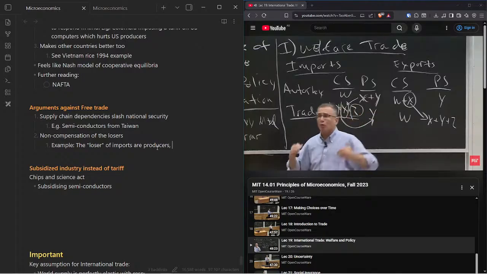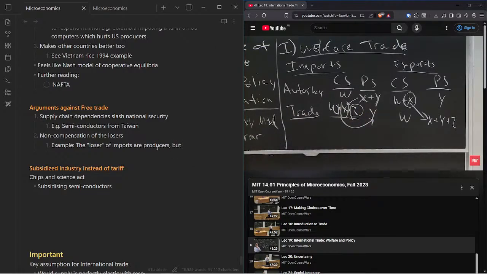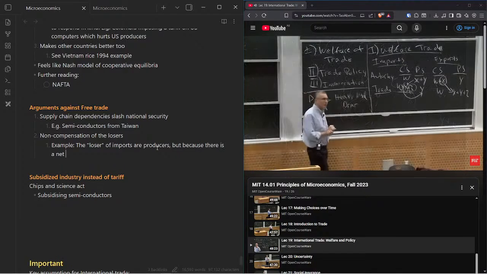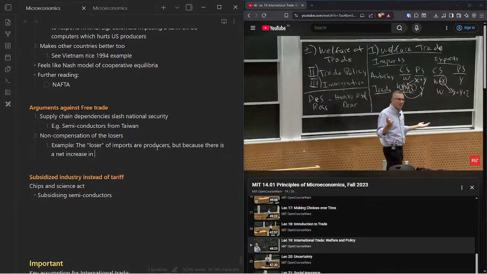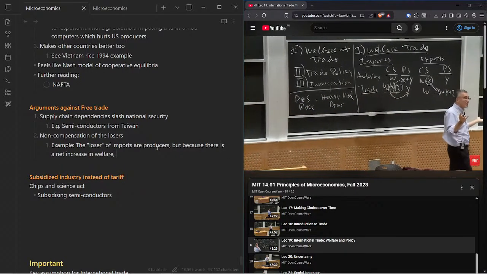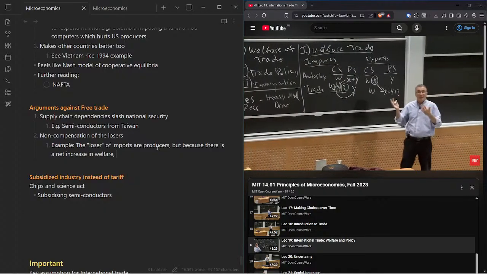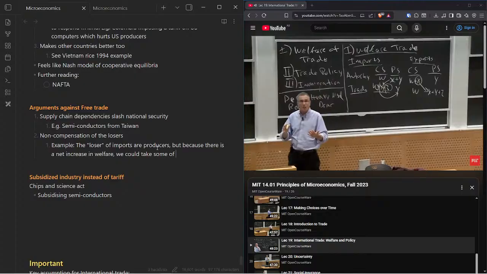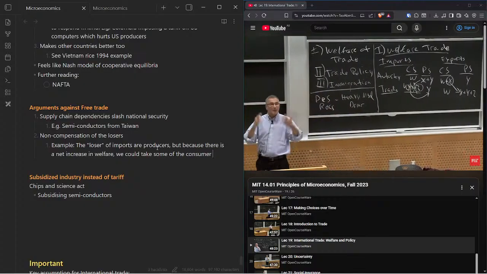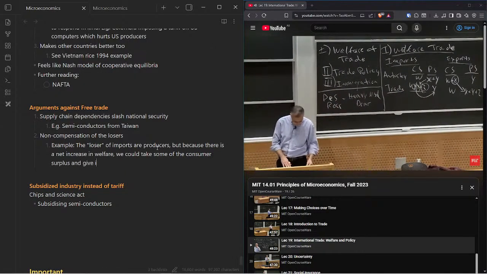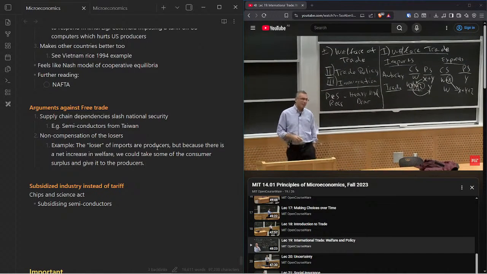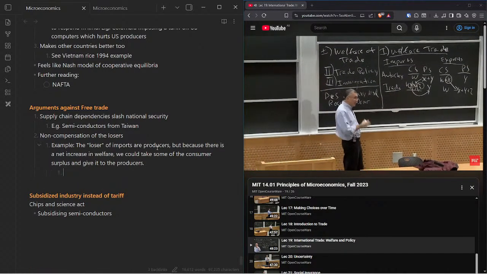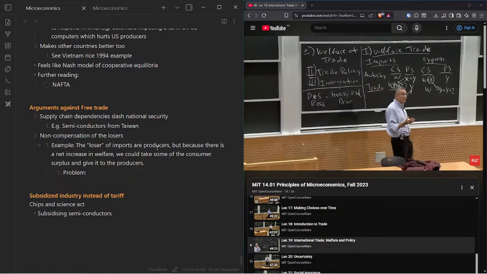We can create no losers from free trade by simply taking some of the extra benefits that are created and giving them to the losers. It's theoretically brilliant. It's a great way to argue why free trade's good, because as long as the winners win by more than the losers lose, you can take some of the winners' winnings and give it to the losers, keep them whole, and everybody's better off, or at least no worse off. The problem is, in theory it works. In practice, we don't do it.